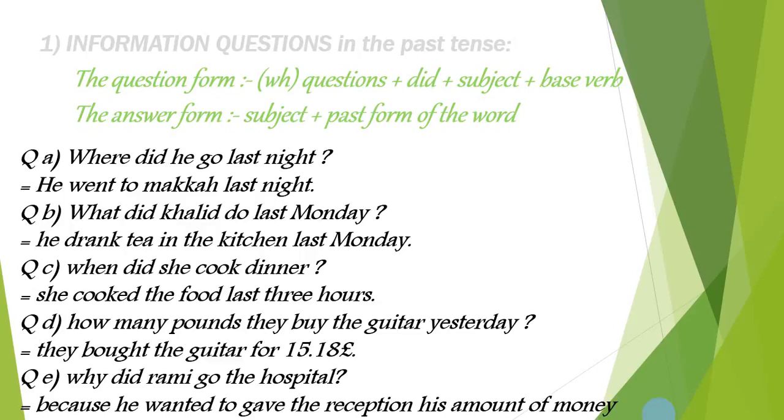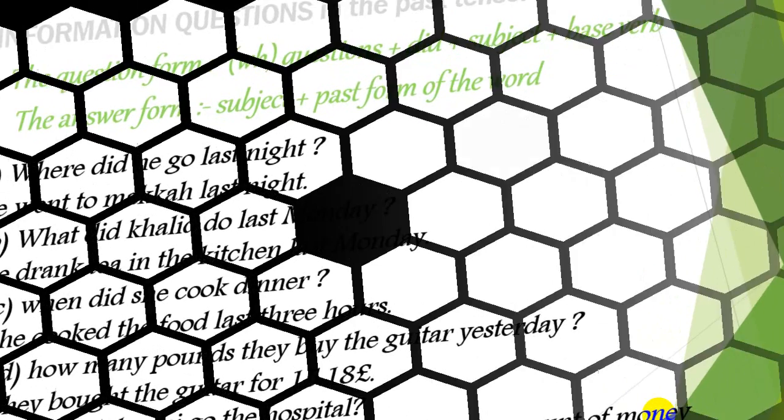So the question form will be a WH question, whether it is why, what, when, or how, plus the verb to be "did", plus the subject, and last the base verb. But the answer form will be the subject plus the past form of the original word. Okay, we'll turn to the next slide.